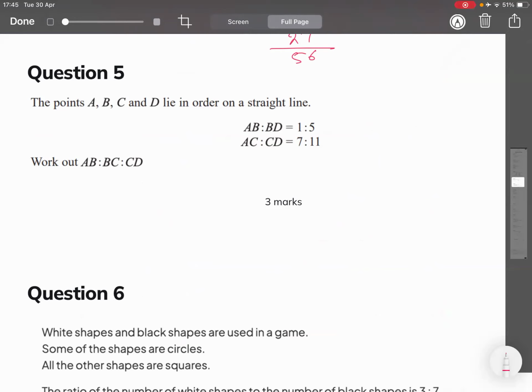Again, we have to merge these, but we don't have a basis to merge them off because A, B, B, D, they're not in both ratios, are they? I have to do a sketch. A, B, B, and one more, A, C, D.